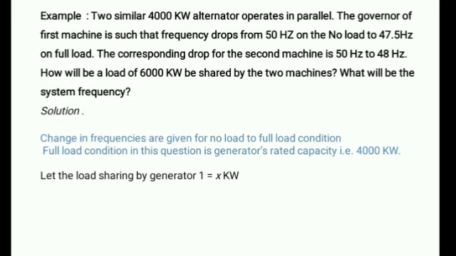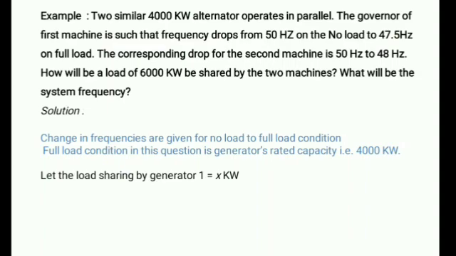So in this question it is given that the change in frequencies, that is delta F, is given from no load to the full load condition. No load to the full load condition for both the alternators is given. For alternator 1 it is 50 Hz to 47.5 Hz, that is the change in frequency is given, and for alternator 2 a 50 Hz to 48 Hz frequency drop is given.